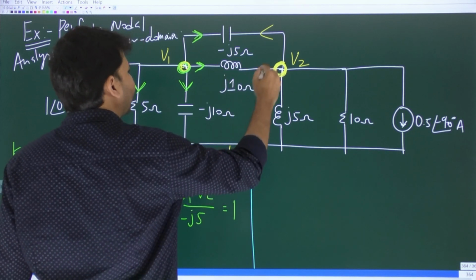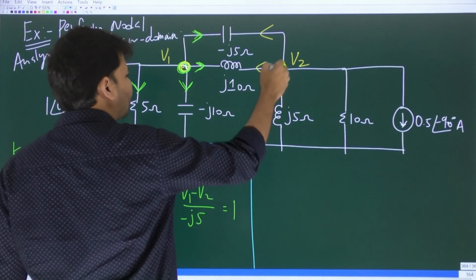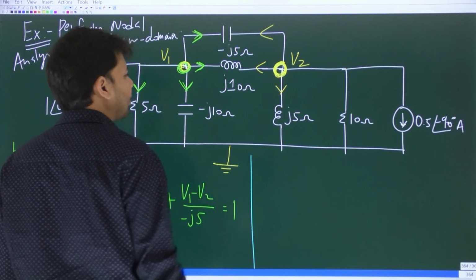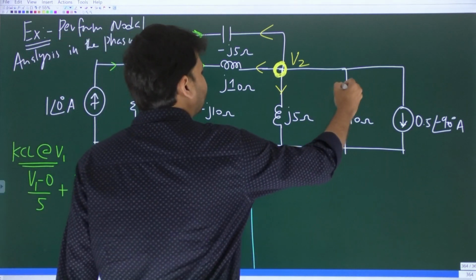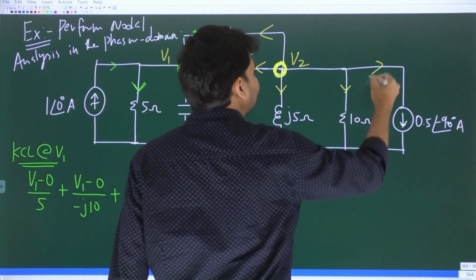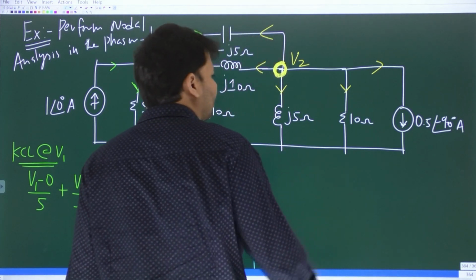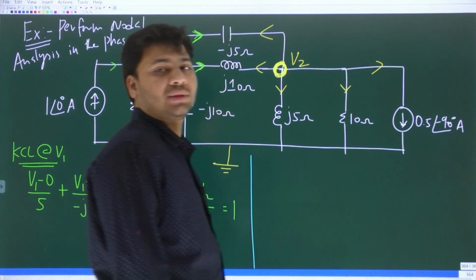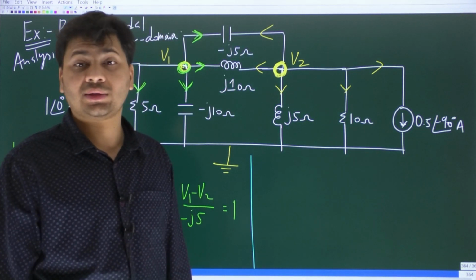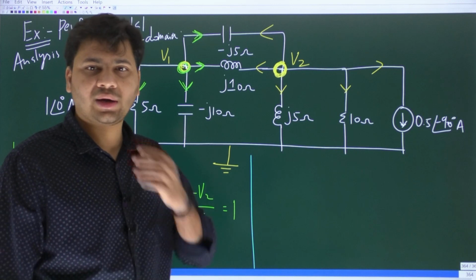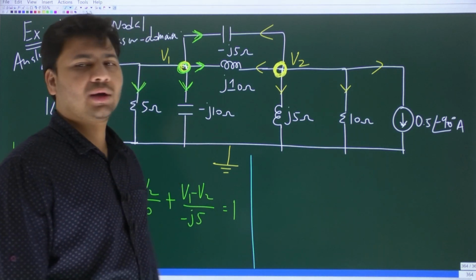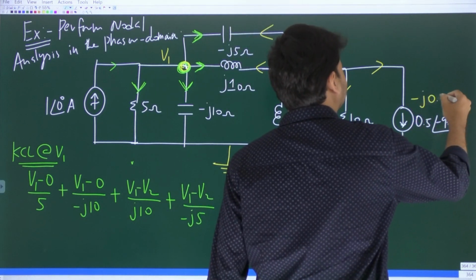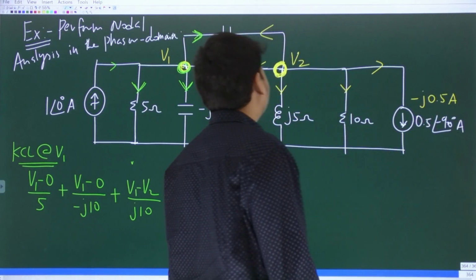Through this j10 ohms, let's say the current flows away from this node, and through this j5 impedance also, let the current flow away from the node like this. And even this current is flowing away from the node. What is the value of this current source? 0.5 at an angle minus 90 degrees. Angle minus 90 degrees, is it not minus j? Angle 90 degrees is plus j, angle minus 90 degrees is minus j. So this is minus j 0.5 amps. Okay.